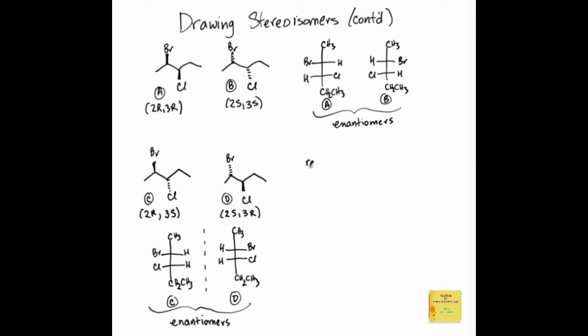The question that you might be asking is then what is the relationship between A and C? So A and B are enantiomers of each other. A and C are clearly stereoisomers because they're both 2-bromo-3-chloropentane. They have the same connectivity. They only differ by their stereochemistry. And the way we describe those two structures is we call them diastereomers. Pretty much the definition of a diastereomer is a stereoisomer that is not an enantiomer.